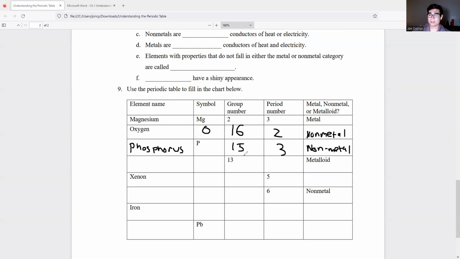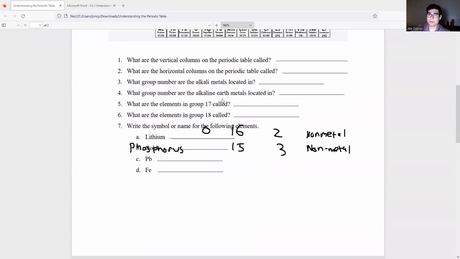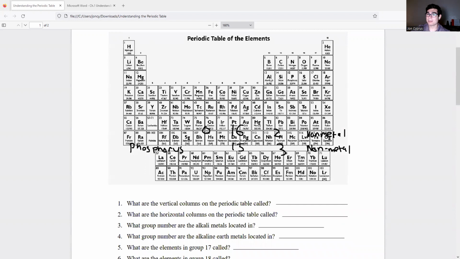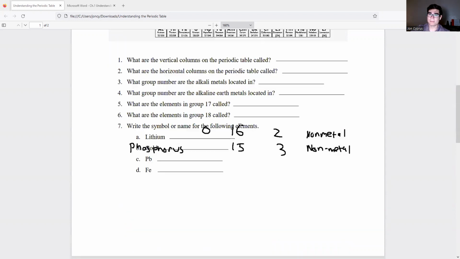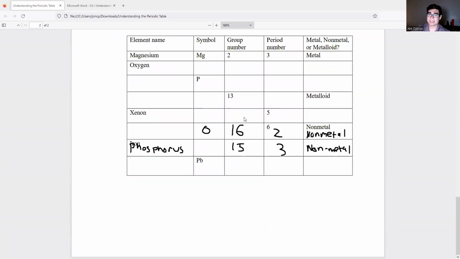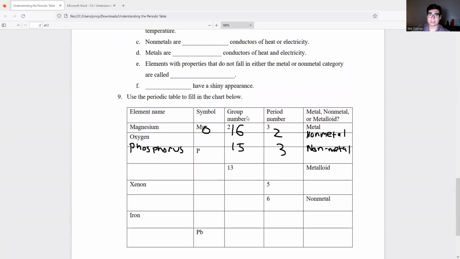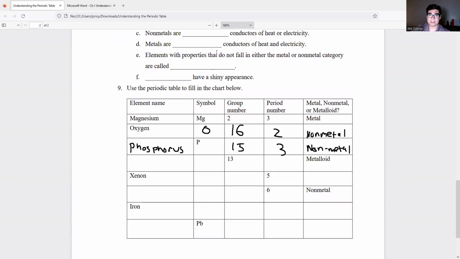All right, next is metalloid. So it's a metalloid, it's in group number 13. So the only metalloid in group 13 is this boron, right? Aluminum is a metal. So boron is a metalloid right here. It's on the other side of that staircase, right next to it. So this is boron. The symbol is a B. It's in period number 2, and it's a metalloid.